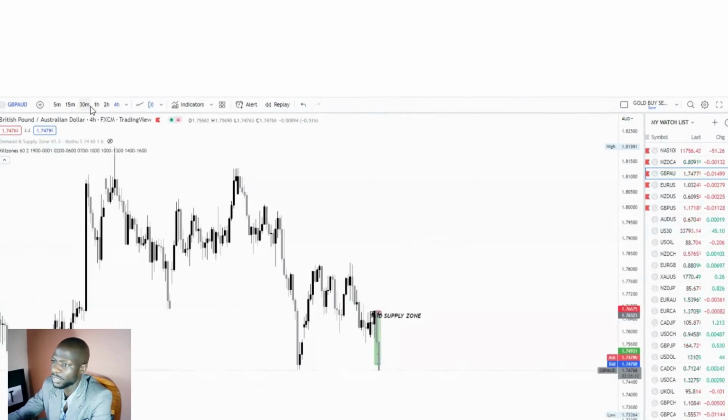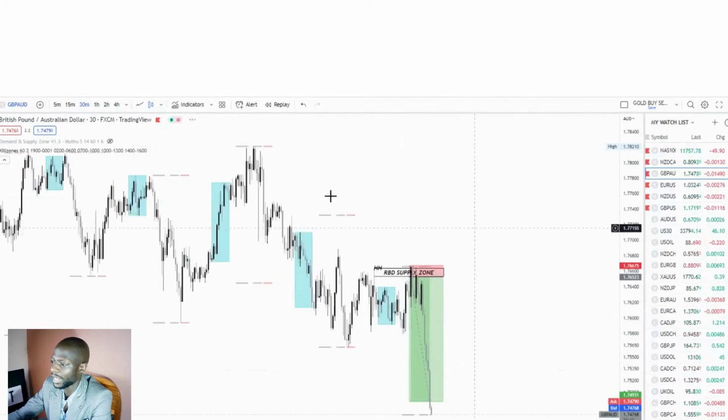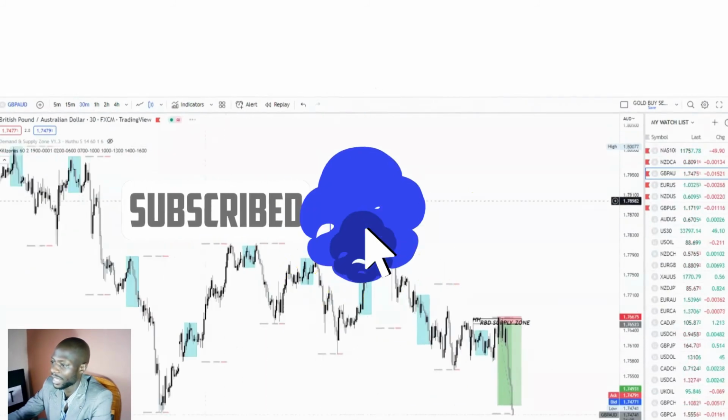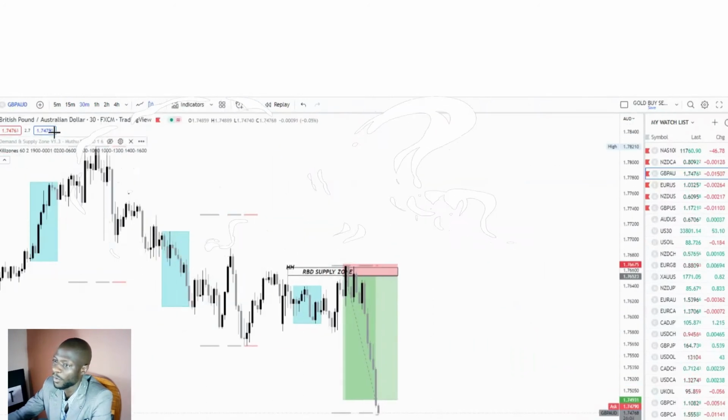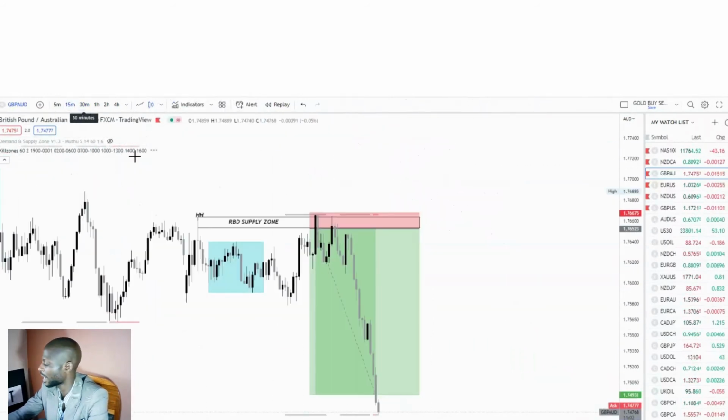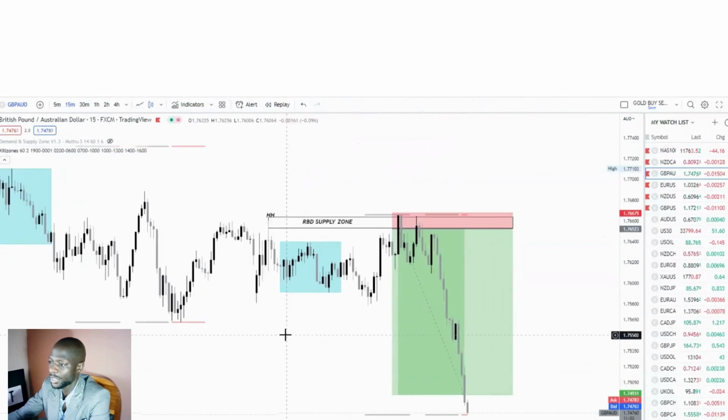Okay, let's go to the 30-minute time frame. Clean. So you can see that we've been having this downtrend right here. Okay, we have this downtrend. Therefore, we're looking for selling opportunities. Let's go to the 30-minute time frame, and you see what is happening.